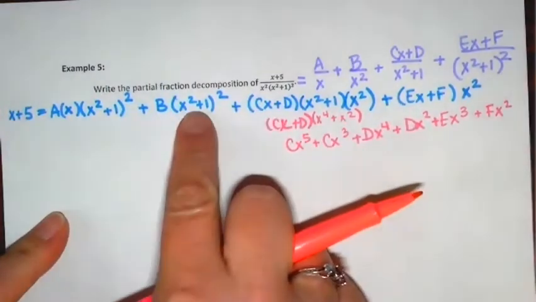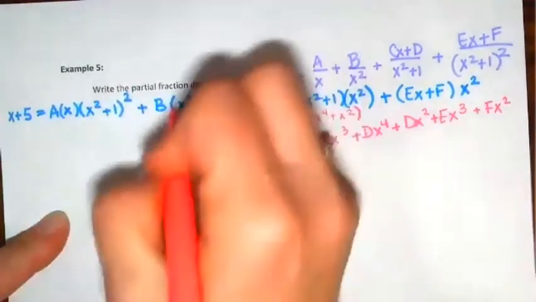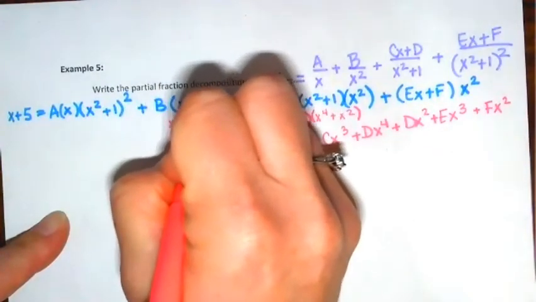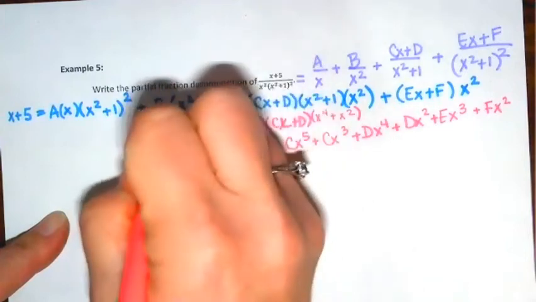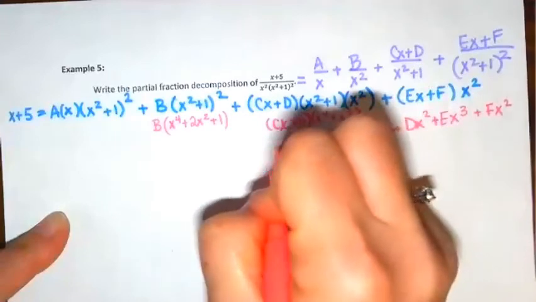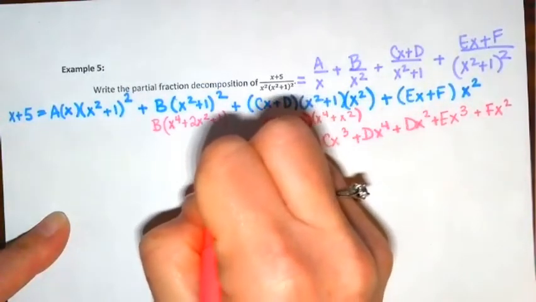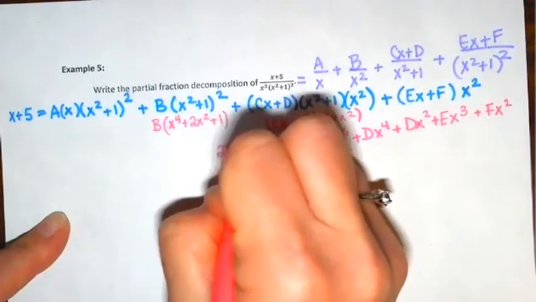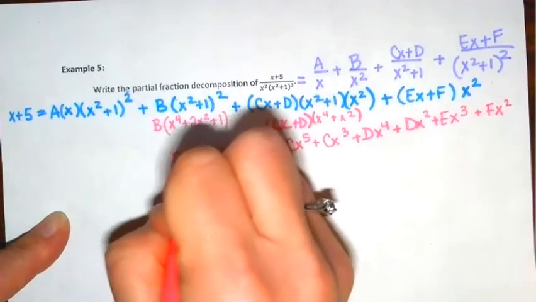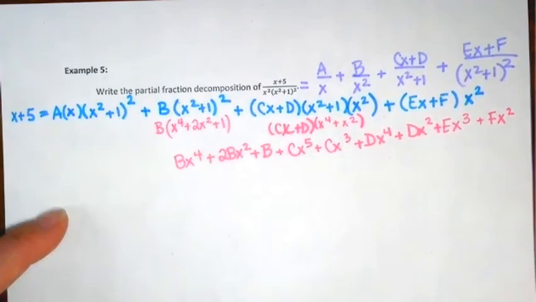x squared plus 1 squared. Isn't that x to the 4th plus 2x squared plus 1, times B? So now I'm going to distribute the B to everything. So I have plus B plus 2Bx squared and then plus Bx to the 4th. You guys okay with that?